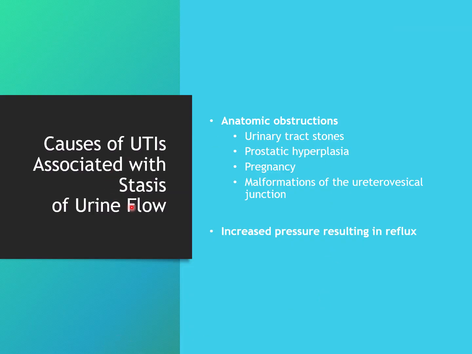So UTIs are often associated with stasis of urinary flow, so often with things like anatomic obstructions, like stones or prostate hyperplasia. We often see more UTIs in pregnancy as well because of the obstruction to the urinary system itself. And people who are predisposed because of malformations of the ureterovesicular junction. And so this type of UTI is the one that we usually see if we're getting UTIs in very young children, because that's a congenital malformation that leads to urinary stasis. Okay.